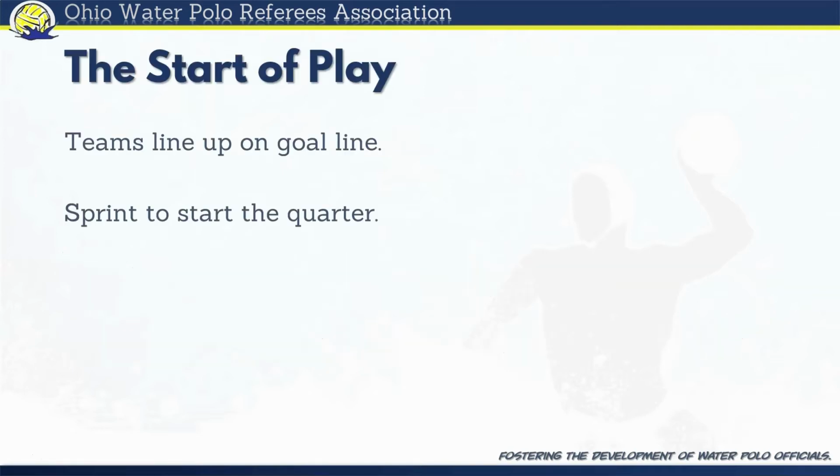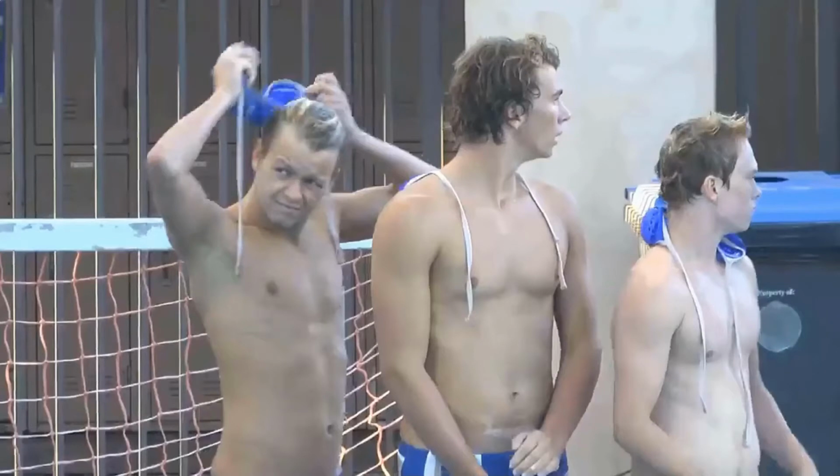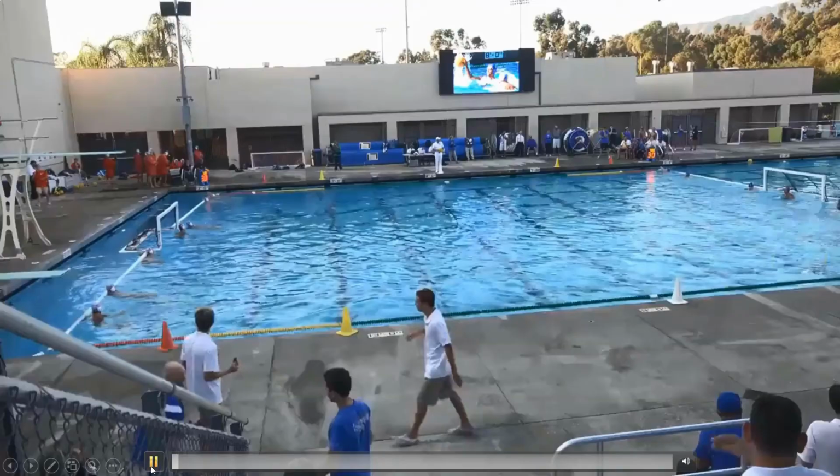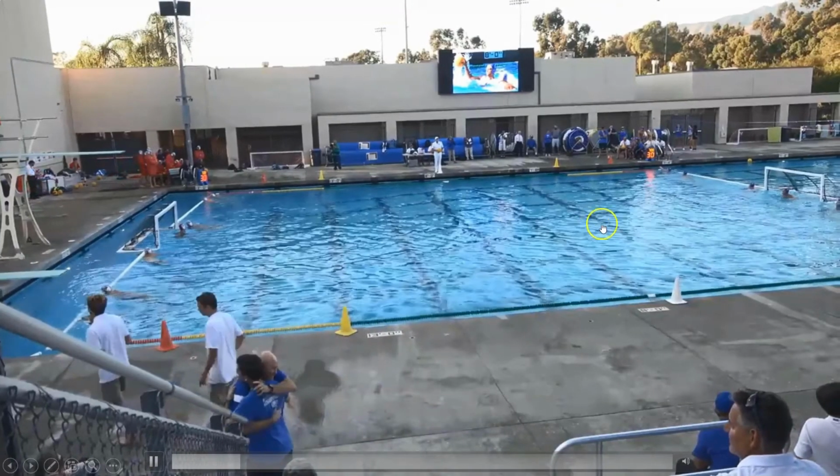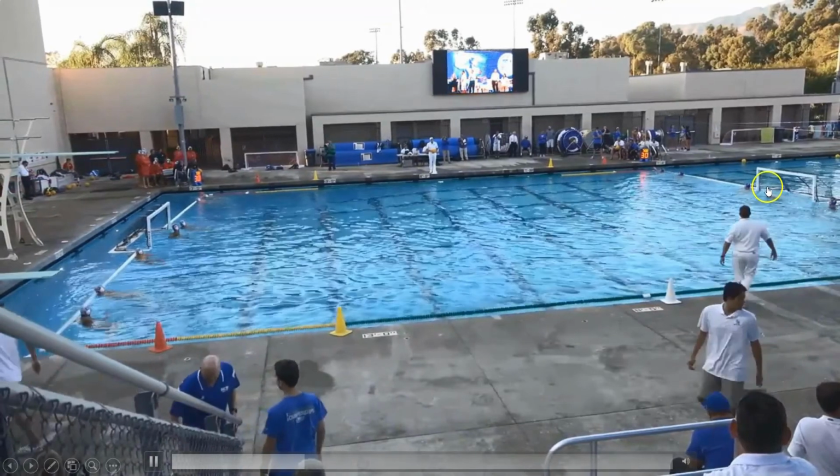So at the start of play, teams are going to line up on the goal line, and there's going to be a sprint to start the quarter. Just about every pool, you're going to see the table on one of the sidelines, generally opposite the teams, but depending upon location, it might be on the same side. So I've got a video clip to demonstrate that. There we go. Teams at the ends here.